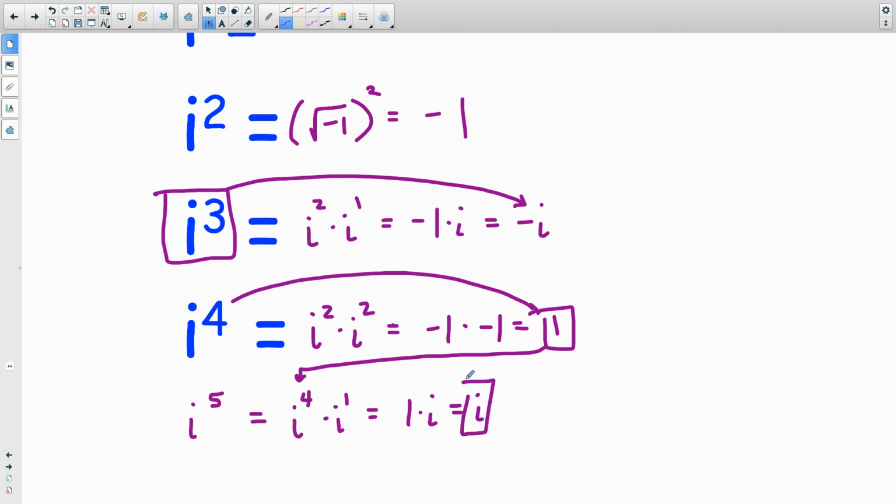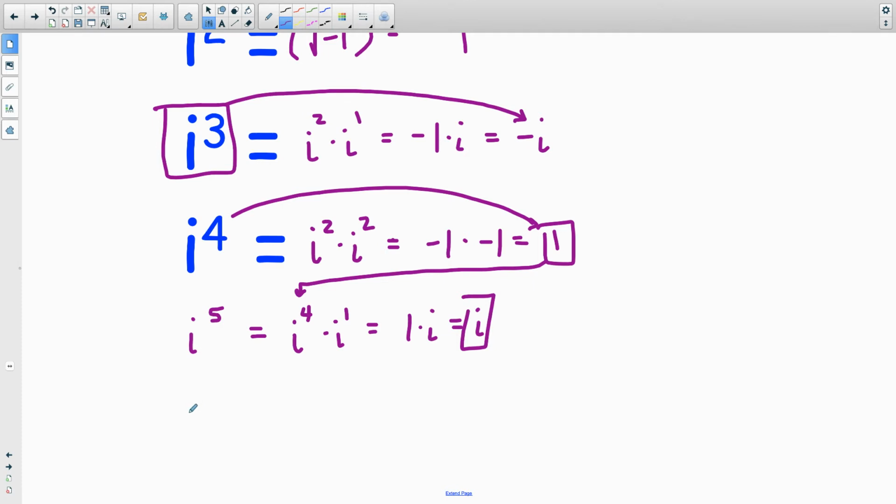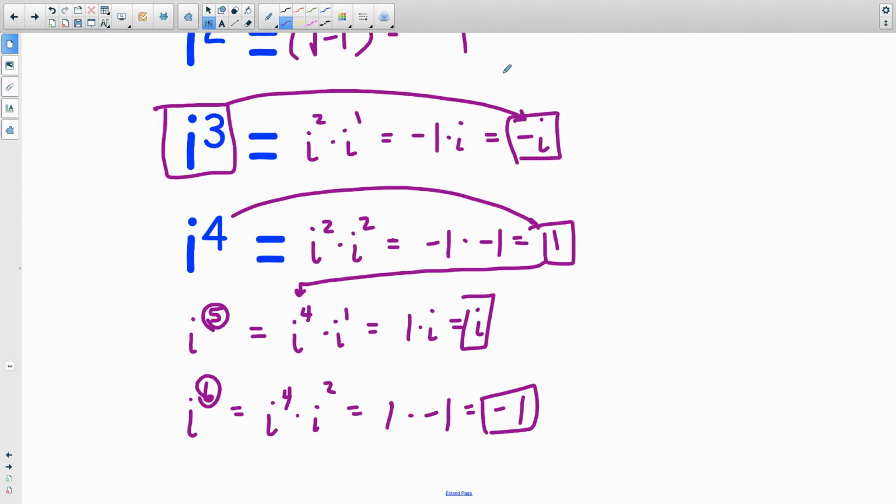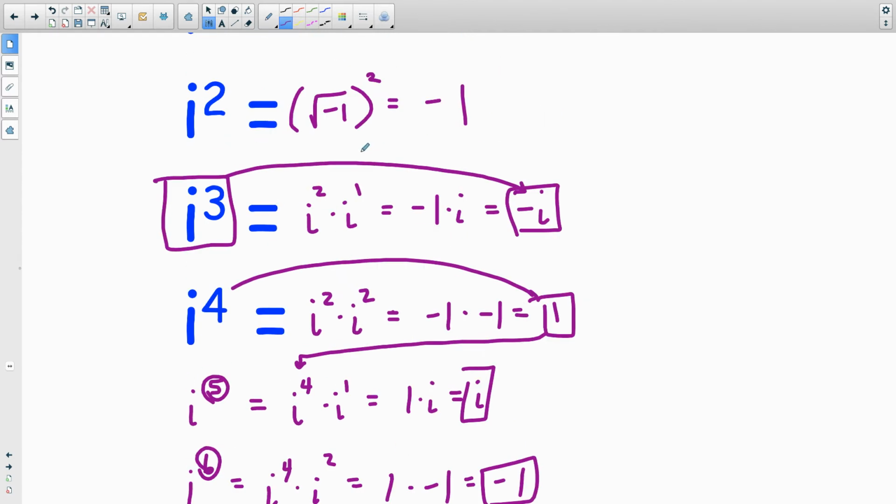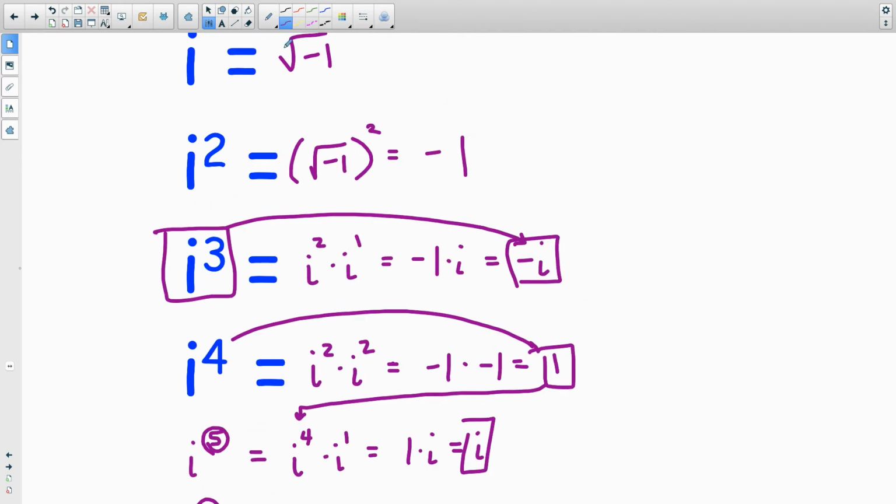Let's get one more and see if you're catching on. What's i to the sixth? i to the sixth is i to the fourth times i squared. And i to the fourth is 1 times i squared, which is -1. So we get an overall value of -1. So even though the powers of i keep increasing, my answer is always going to be one of these answers. It's either going to be i, -1, -i, or +1.